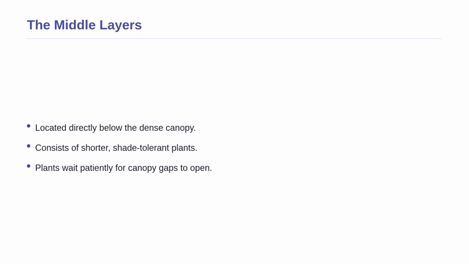Moving further down our forest skyscraper, we leave the bright canopy and enter the understory and shrub layers. Because the canopy blocks so much light, the environment here is significantly darker. The plants that live in these middle layers are shorter and highly shade tolerant. They have adapted to survive on very little sunlight, often waiting patiently for an older tree to fall and create a gap in the canopy, which would finally allow a beam of light to reach them.